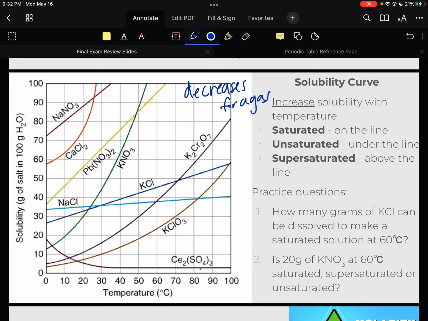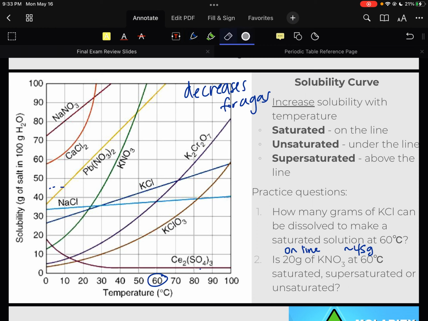So one of the questions is how many grams of potassium chloride can be dissolved to make a saturated solution. So remember, saturated is on the line. I want to look for my KCl line right here at 60 degrees. So I find my 60 degrees KCl, and here's my point right on the line. And if I just track over, that's about 45 grams.